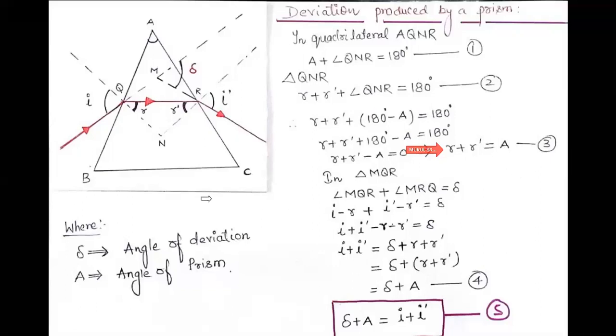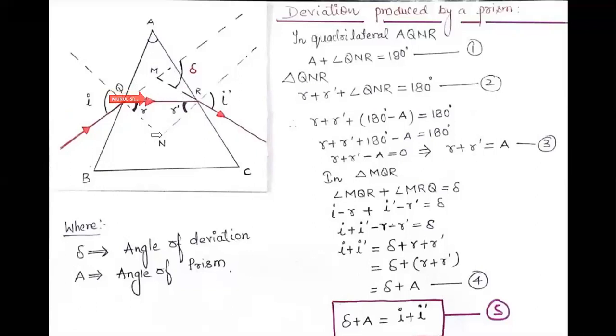Now in triangle MQR, as you know, this is the angle of incidence which the incident ray makes with the normal. So this angle MQN is equal to the angle of incidence. So we can write the angle MQR equals I minus R.